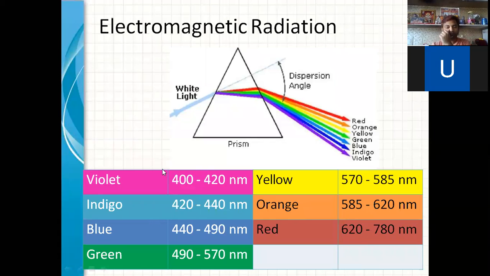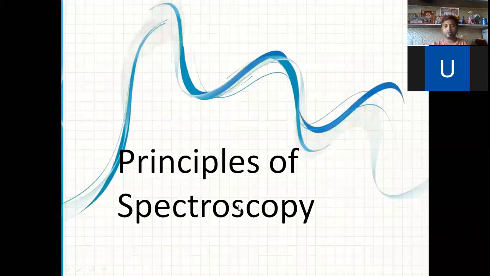The wavelengths of the visible range: violet 400 to 420 nanometers, indigo 420 to 440 nanometers, blue 440 to 490 nanometers, green 490 to 570 nanometers, yellow 570 to 585 nanometers, orange 585 to 620 nanometers, red 620 to 780 nanometers. We should know this, but we are not concerned with it, and it will not be asked in examination.